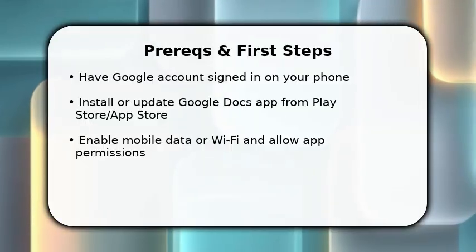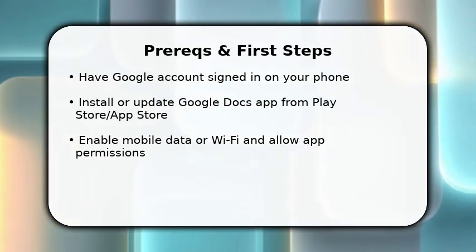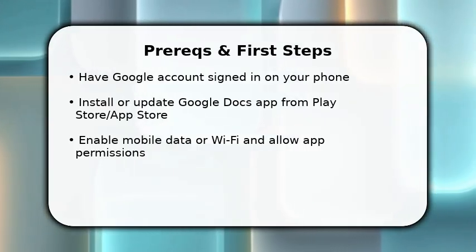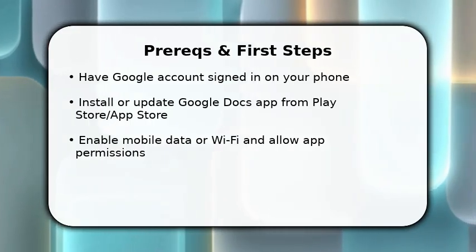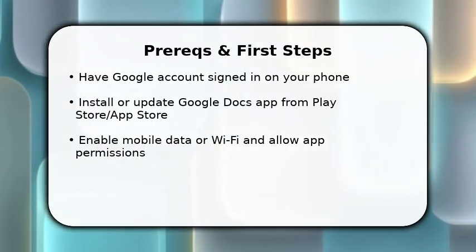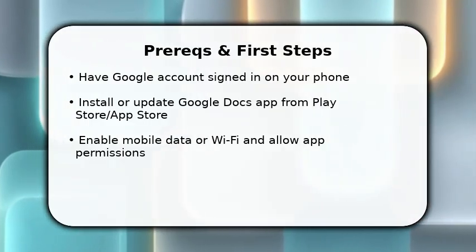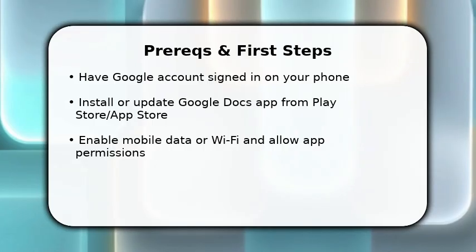You start by confirming a few essentials. Sign into your Google account and make sure the Docs app is installed and updated. Once done, open the app from your home screen or app drawer so you can proceed immediately. Make sure mobile data or Wi-Fi is active and the app has storage and account permissions. These let Docs sync your files. You're ready to move into opening an existing file or creating a new document.